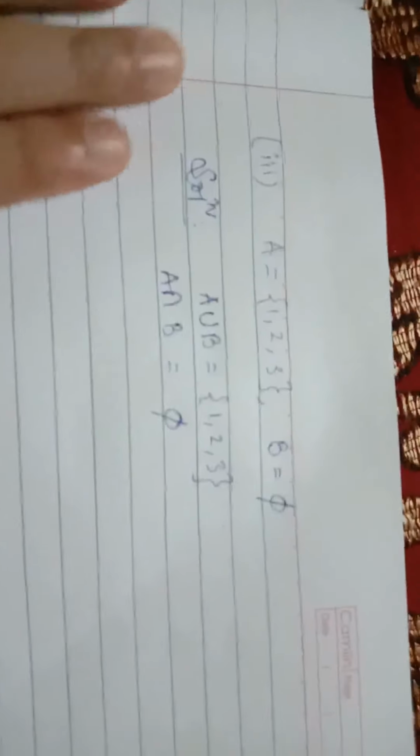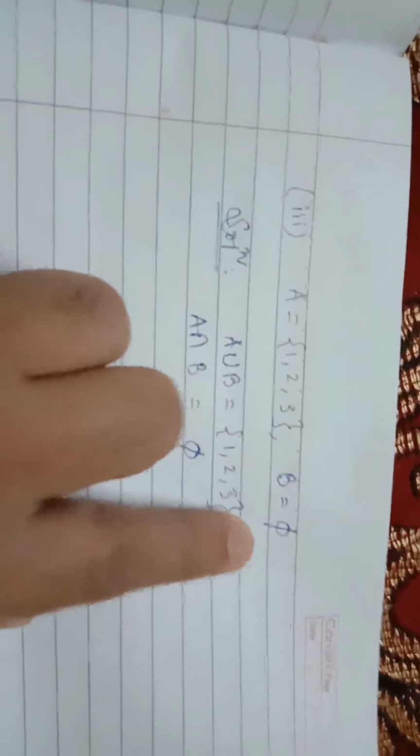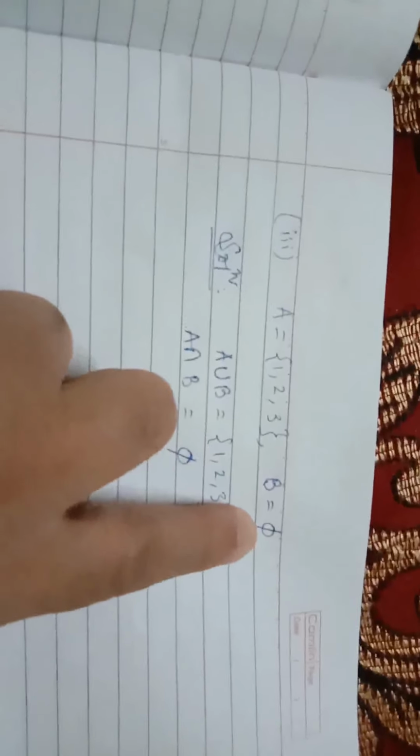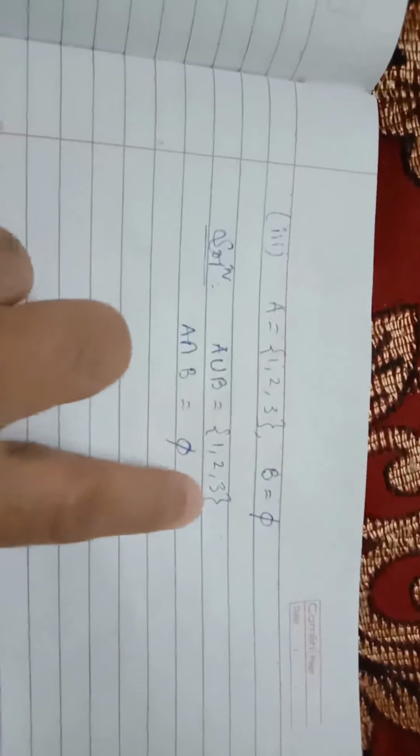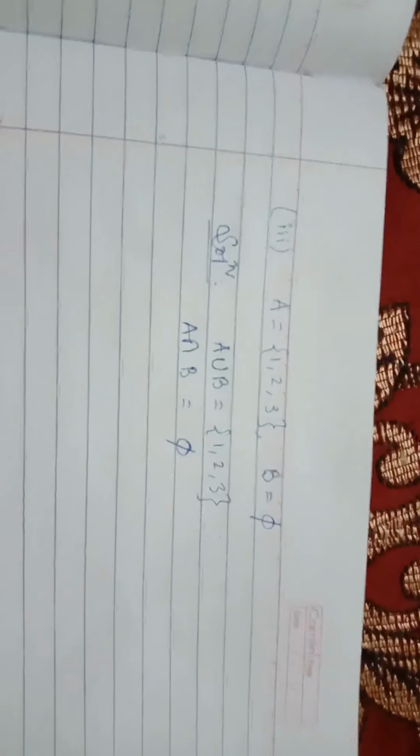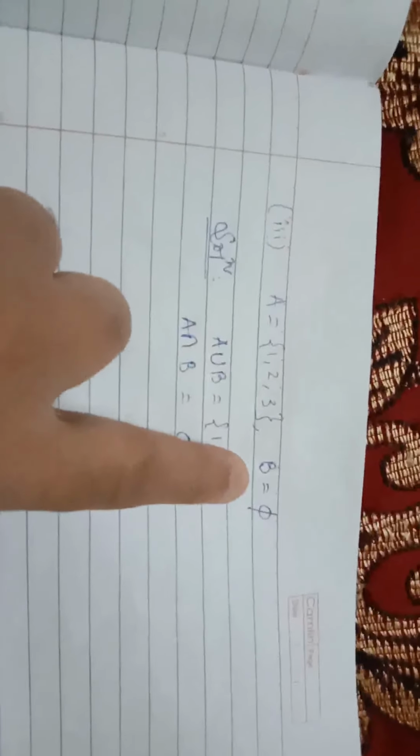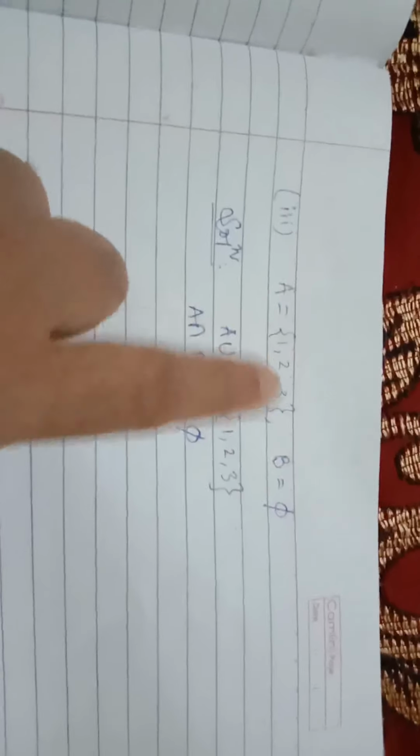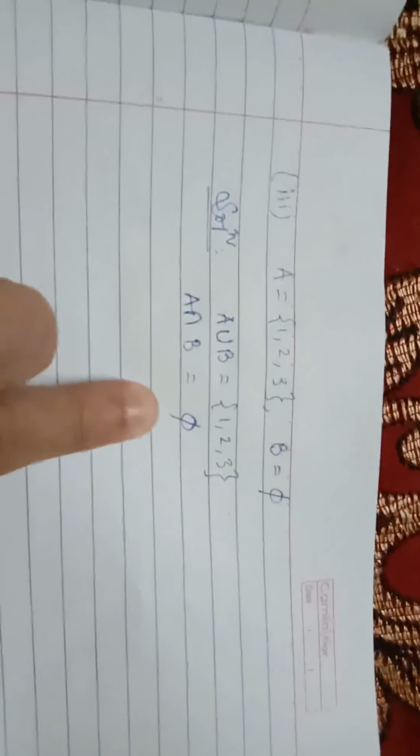Next, I have taken another example. Set A equals {1, 2, 3}, set B equals the empty set. There is no element in set B, so A union B will be first the elements of A, 1, 2, 3, and there is no element in B, so the answer will be {1, 2, 3}. A intersection B: B contains no element, so there is nothing common in A and B, so the answer is the empty set.